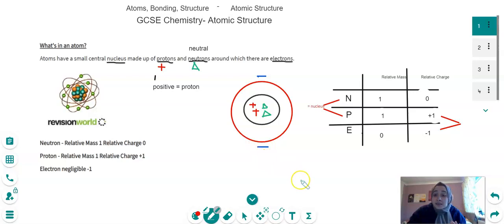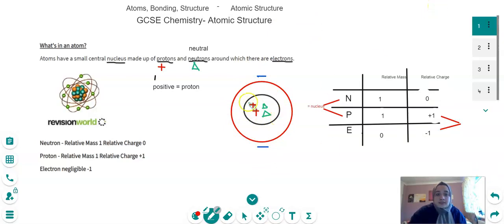And something to make it easy for you: when you have the number of protons, always think the number of electrons has to be exactly the same because they have to cancel it out. Always think equals. If I have plus 2 here, I need to have minus 2 there. If I have plus 10 here, I need to have minus 10 there. It always has to equal. So if you have 2 here, there have to be 2 outside as well.